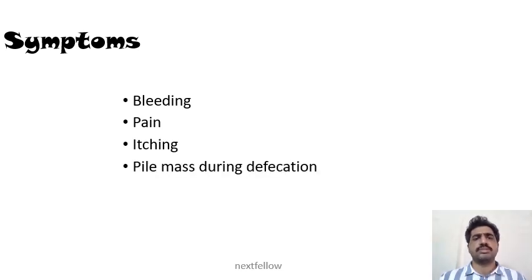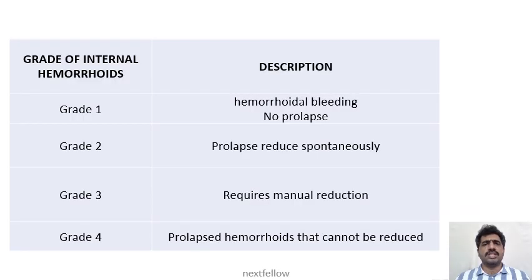Based on the symptoms, we can grade hemorrhoids. Based on the clinical features, hemorrhoids are classified into 4 grades. Grade 1, only hemorrhoidal bleeding and no prolapse. Grade 2, hemorrhoidal prolapse is present but it reduces spontaneously. Grade 3, it does not reduce spontaneously, we have to do manual reduction. Grade 4, the hemorrhoidal mass cannot be reduced.